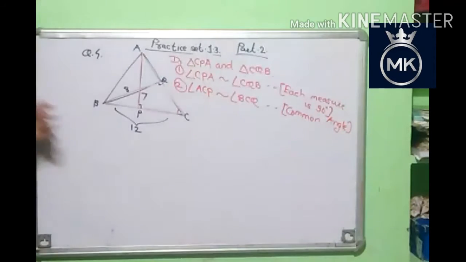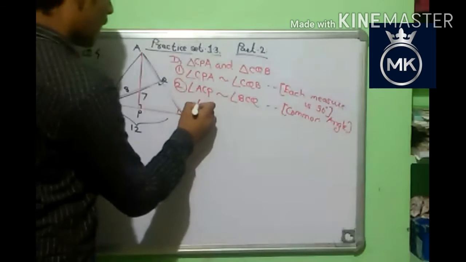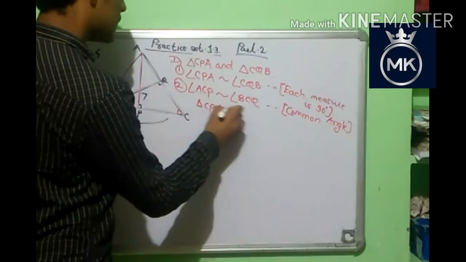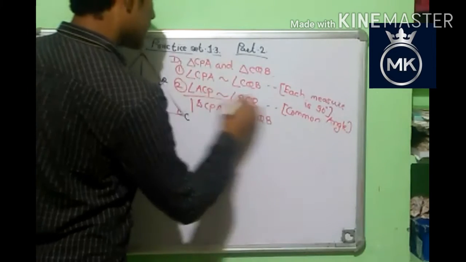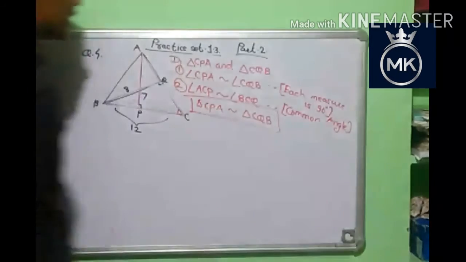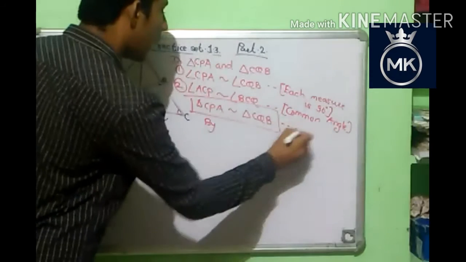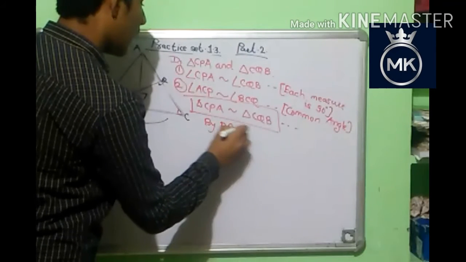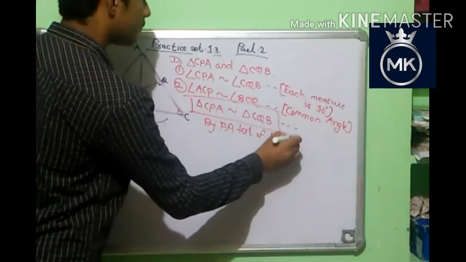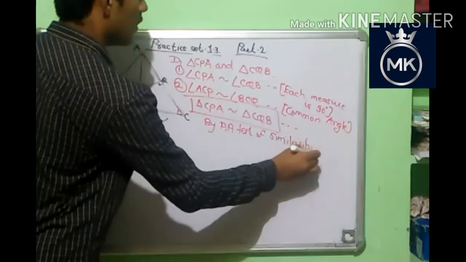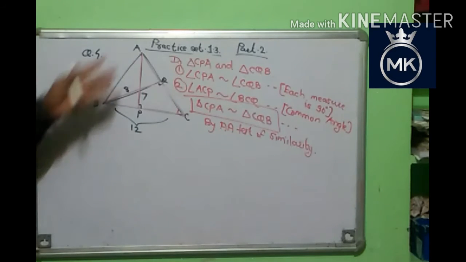Then another angle or side which is similar is not given here. So we write triangle CPA is similar to triangle CQB. Our first answer is complete here, by the reason behind that, by the AA test of similarity. So friends, very easy. Then we find the value of AC.